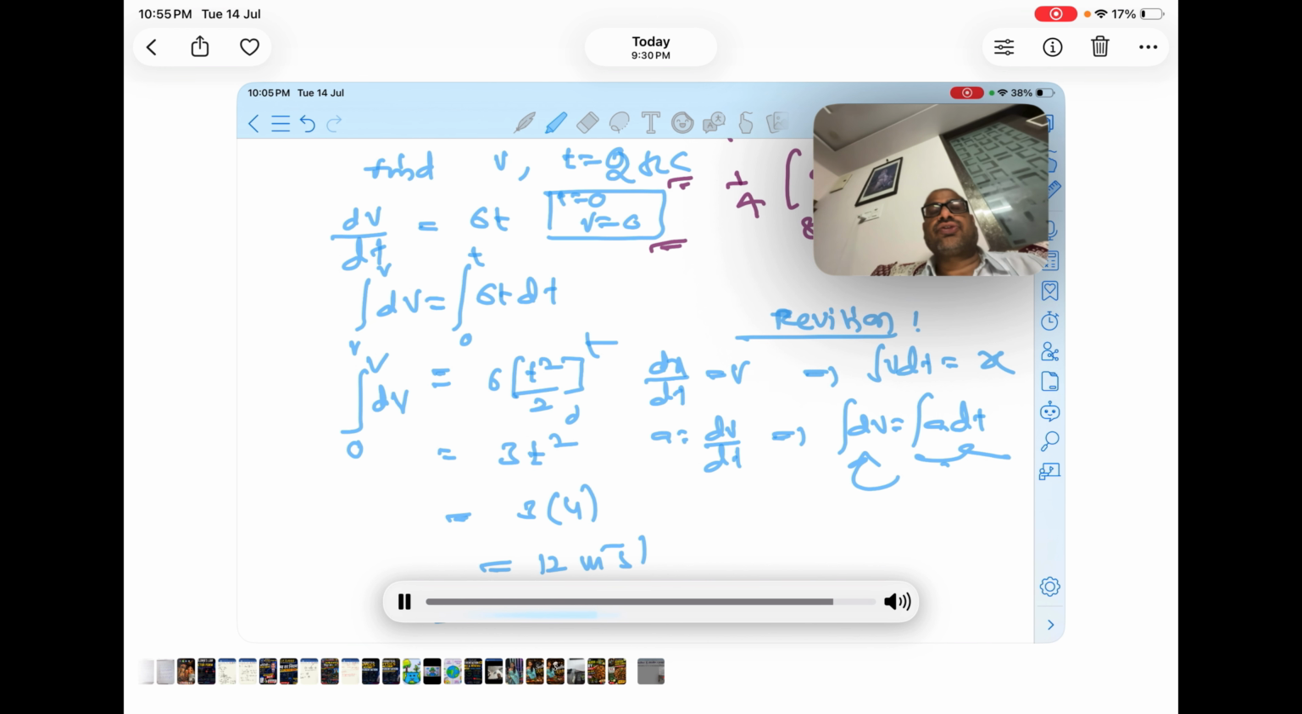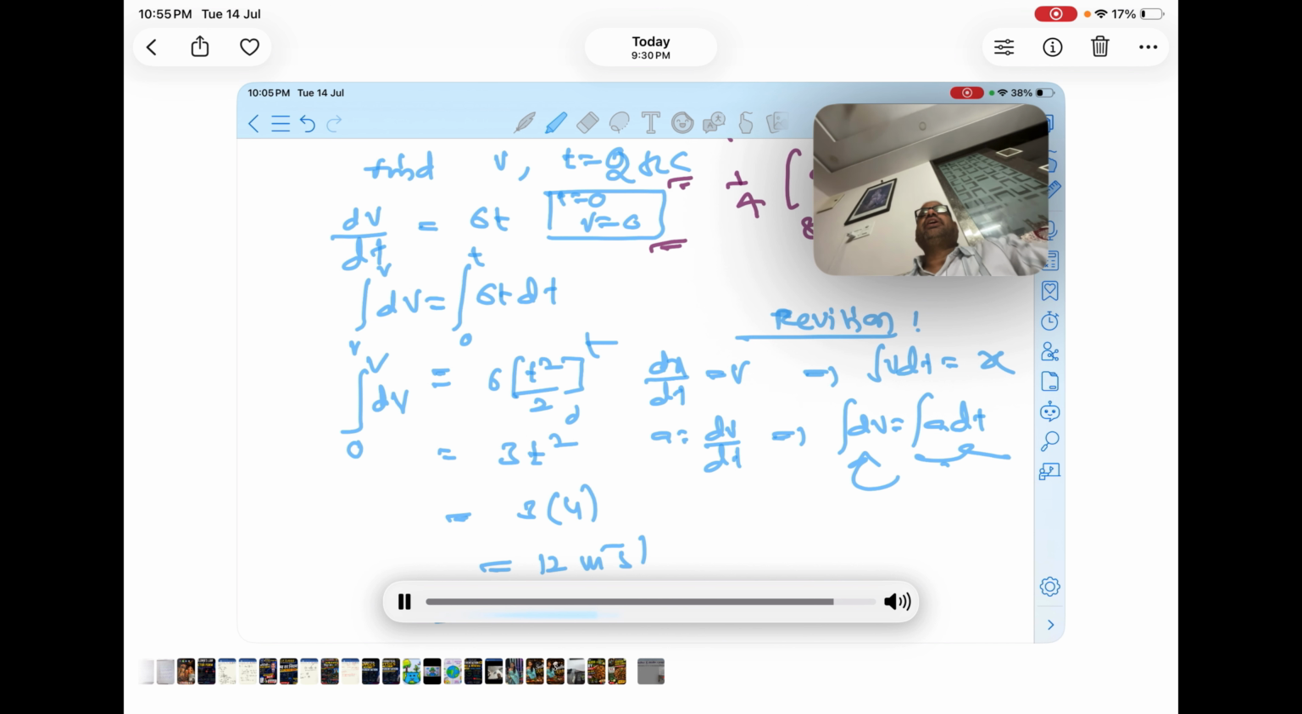So just a summary. Integration is a technique in mathematics for finding the area of irregular shaped objects.